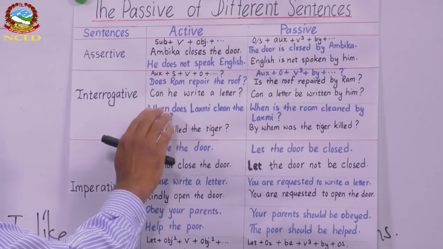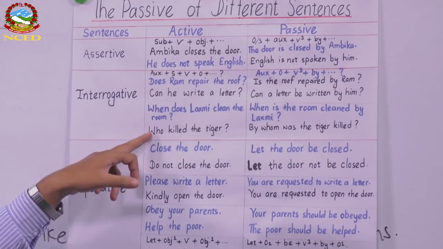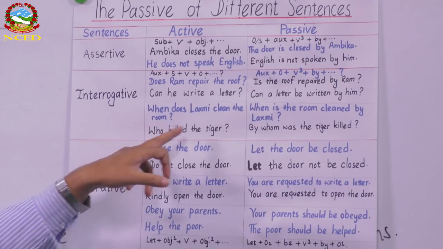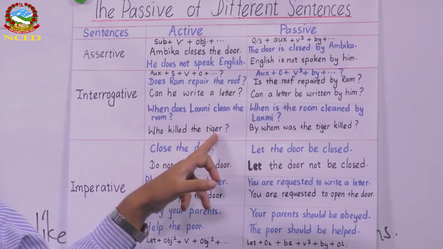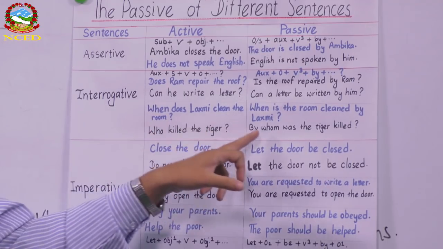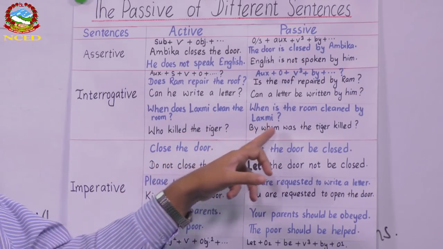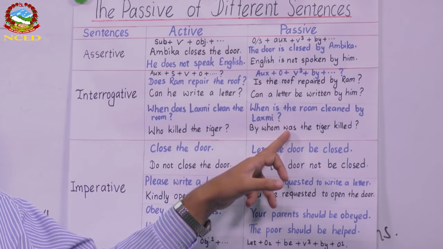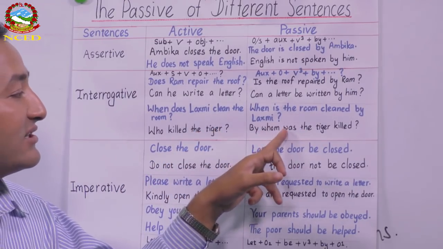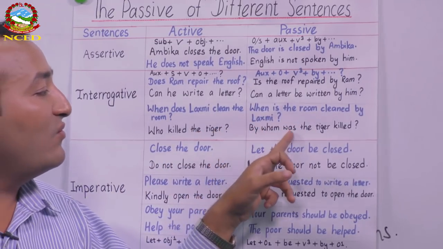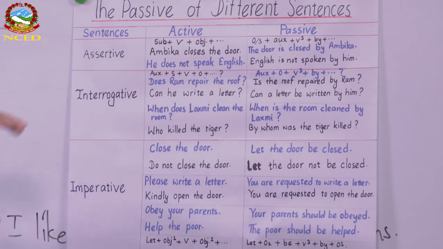But all questions follow the same rule except for the who question. For the who question, we write by whom. Who killed the tiger? Who is changed into by whom. Killed is in past tense, verb 2. So we use was, were plus verb 3. The tiger is singular, so we write was. By whom was the tiger killed? Verb 3, killed. You can follow this.